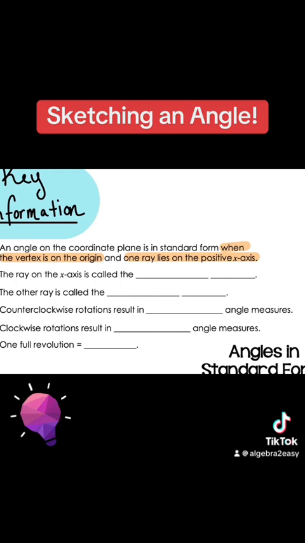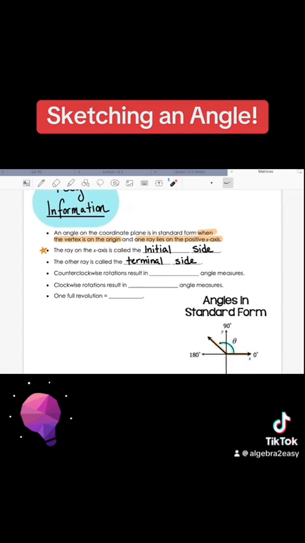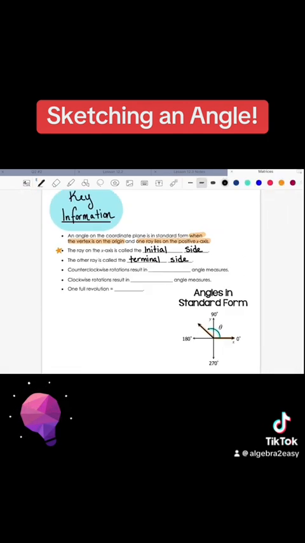The ray on the x-axis is called the initial side. And I'm going to put a star here because this is where you start. You always start with sketching the initial side. The other ray is called the terminal side. So I want you to imagine this. What you have here is your initial side, which, let me zoom out here, I've highlighted down here which one is the initial side, I'm going to put an I there, and which one is the terminal side of your angle.